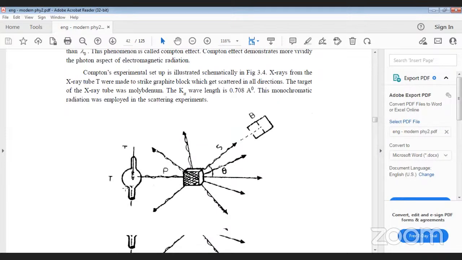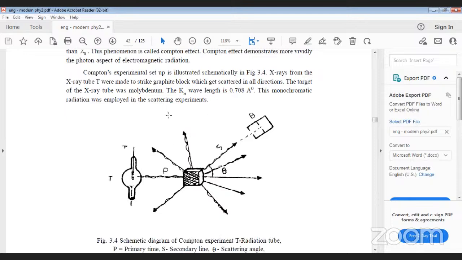See here, this is an evacuated tube, or you can say an X-ray tube. The X-rays are generated and hit the metal foil, which is a graphite block, so scattering takes place. See the direction with an angle. In all directions we have waves, generated here with arrow marks. So you can call this scattering in all directions.